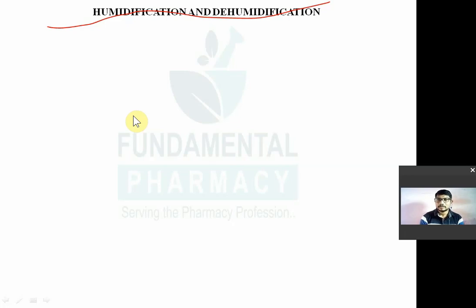So for humidification, particular humidity should be there, particular temperature should be there. Okay? That's why you have to exercise humidification and dehumidification in the pharmaceutical industry. So the chapter is again a very lengthy chapter. Everything is not important. I just made one slide on that.